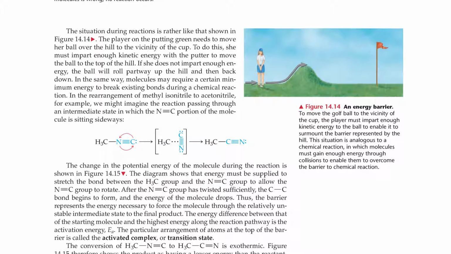In the rearrangement of methyl isonitrile to acetonitrile, for example, we might imagine the reaction passing through an intermediate state in which the nitrogen-carbon triple bond portion of the molecule is sitting sideways. The change in the potential energy of the molecule during the reaction is shown in Figure 14.15.